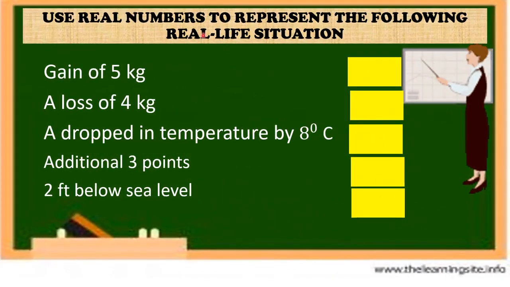Use real numbers to represent the following real-life situations. A gain of 5 kg is represented as positive 5. A loss of 4 kg is negative 4. A drop in temperature by 8 degrees Celsius is negative 8. Additional 3 points is positive 3. And 2 feet below sea level is negative 2.